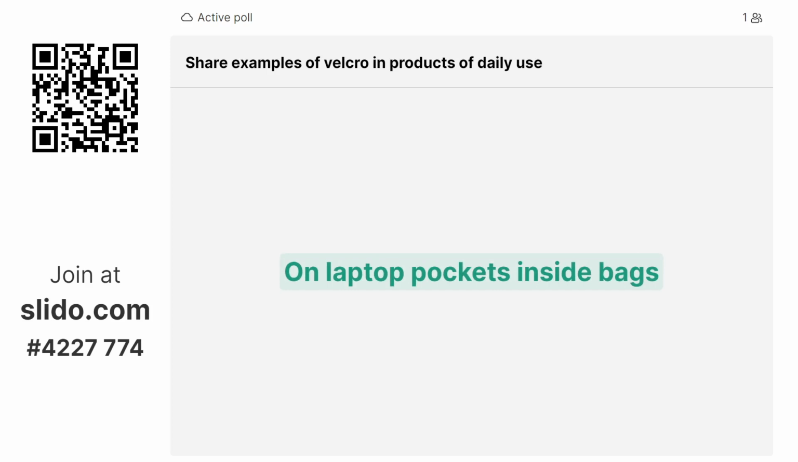On laptop pockets inside bags, interesting. I think that's a very good use case. Almost the majority of people are carrying backpacks, and the sleeve wherein you keep your laptops is basically like a safety buckle. You slide the laptop in, and then you can put the Velcro sleeve. Well done, well done. You can submit multiple responses. There's no limitation that only one person can submit only once. So make use of it.